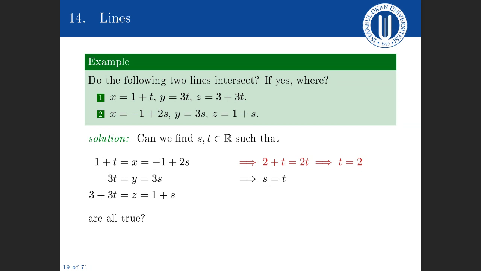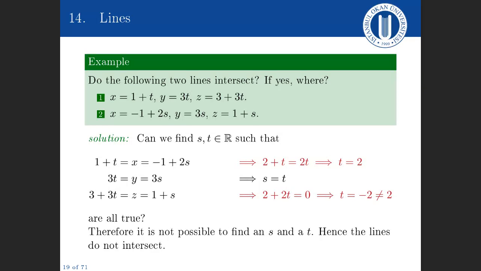What about the third equation? Is the third equation also going to be true? The third equation then becomes, using s equal to t, 2 plus 2t is equal to 0, which implies that we would need to have t is equal to minus 2. This means that it's not possible to find a number s and a number t such that all three equations are true at the same time. That means that the two lines do not intersect.